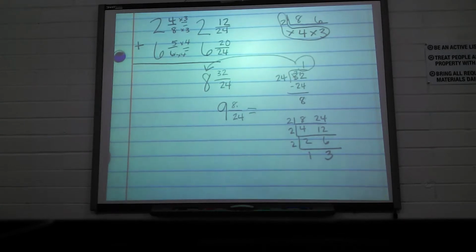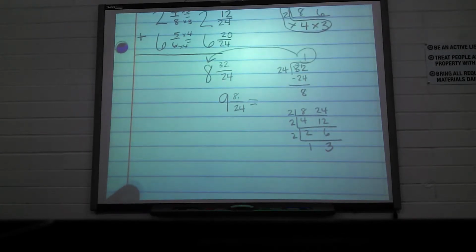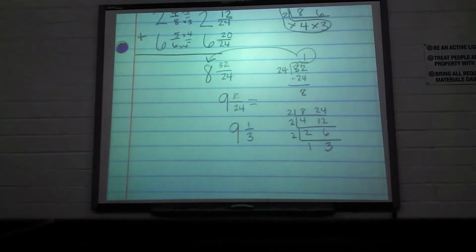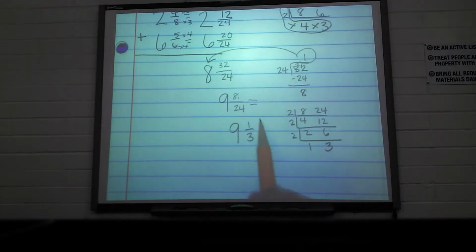So this answer can be reduced to 9 and 1/3. And that is my final answer, because when I see a 1, I know I am done. A lot of work with that problem, but it's all stuff you guys can do. We've been practicing up to this point to get to this information, so you guys know how to do this.